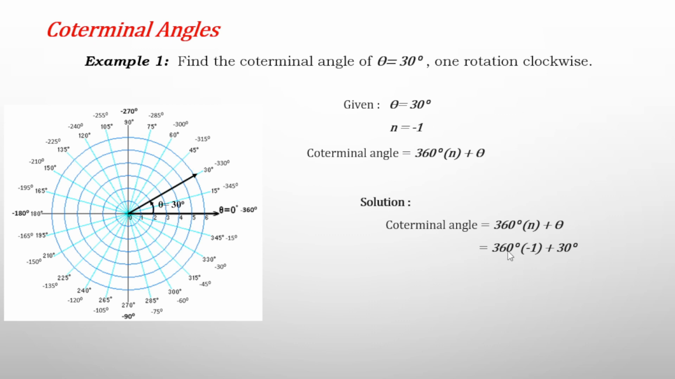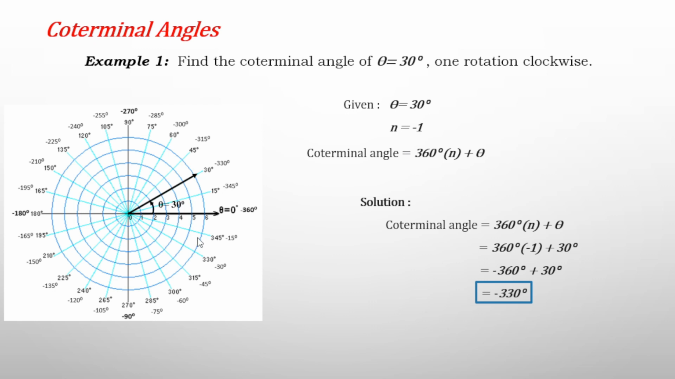So we have 360 degrees times negative 1 plus the given angle 30 degrees. Multiplying negative 1 times 360 degrees gives negative 360 degrees, plus 30 degrees. Simplifying, the result is negative 330 degrees. Then we can say the coterminal angle of 30 degrees with one rotation clockwise is negative 330 degrees.